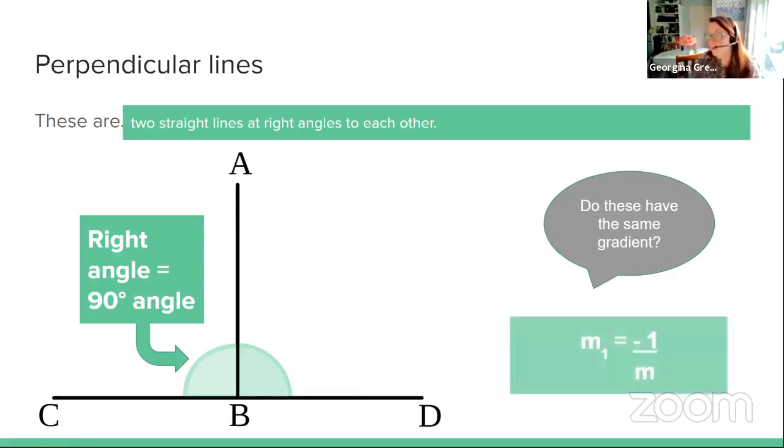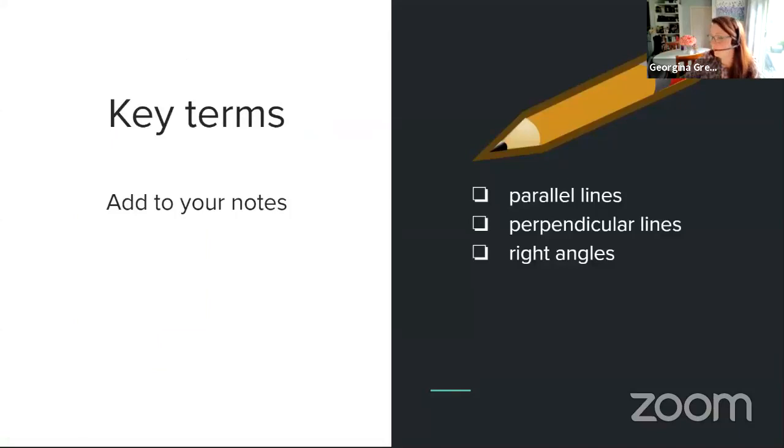The actual measure of the gradient between the two is using that equation, which you don't need for foundation maths, but for those curious, I have included it. You can calculate the gradient of the perpendicular line from the gradient of the line that it is perpendicular to, using that equation, but you don't need that.